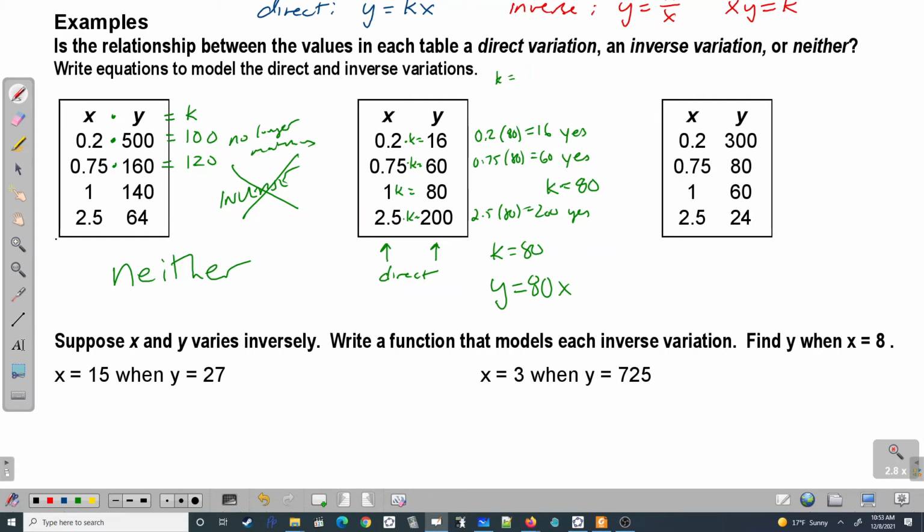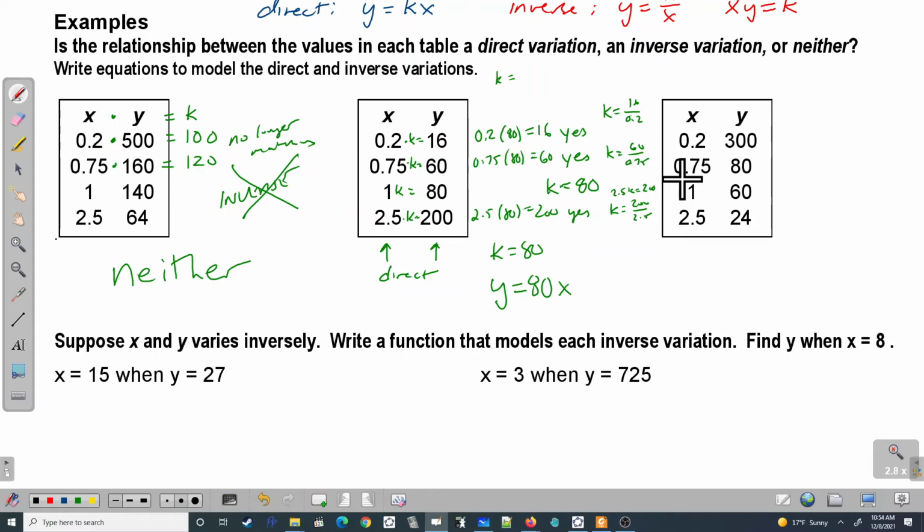Yes, in this problem, I gave you 1 and made it easy to find your 80, but if I don't give you 1, you can still figure out k by taking 16 and dividing it by 0.2. You could have found k by taking 60 divided by 0.75. You could have taken 200 and divided by 2.5, because 2.5k equals 200. So solve for it. The fact is every number in x got multiplied by 80.